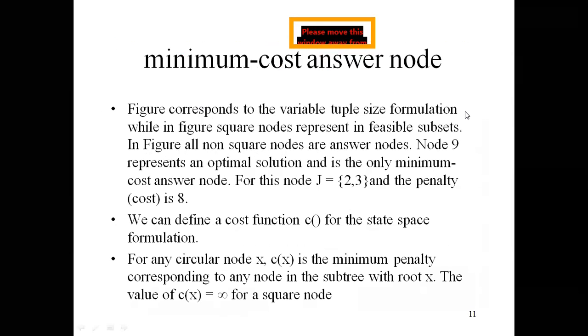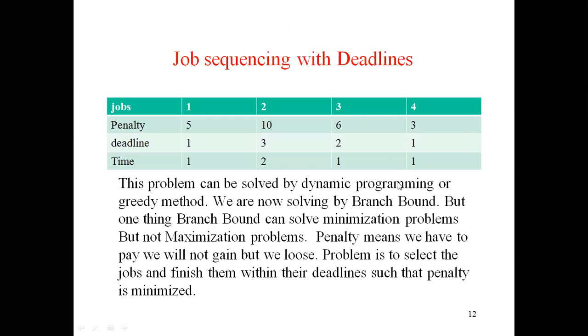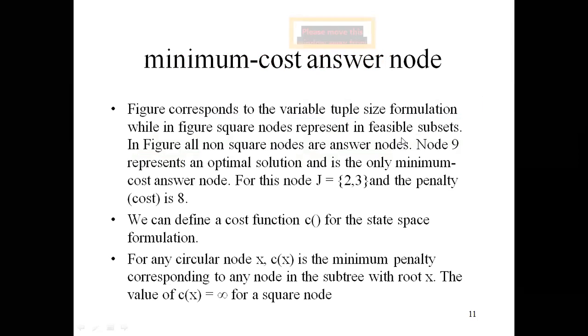So this corresponds to the variable tuple size formulation. In the figure, square nodes represent infeasible subsets. All non-square nodes are answer nodes. Node 9 represents an optimal solution and is the only minimum cost answer node. For this node, j equal to 2, 3 and the penalty cost is 8.